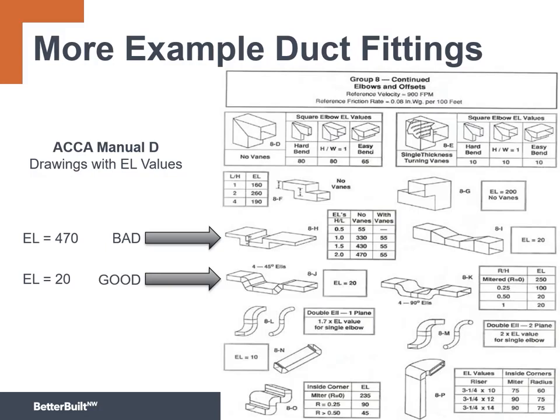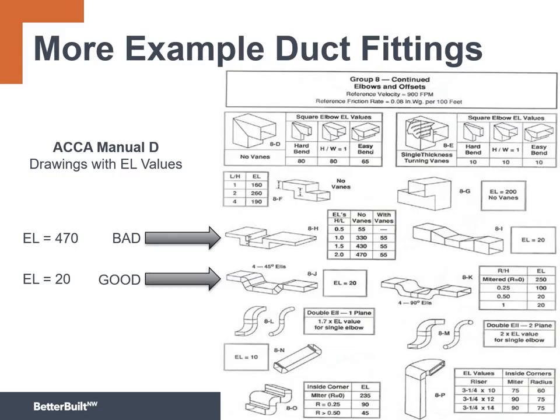The biggest difference is, is it a hard left or a hard right? In this fitting right here with no turning vanes, we can look down, and depending on the length to height ratio, the EL of that one fitting can range between 160 and 260. Just look what difference a set of turning vanes make. All of a sudden, because we break up that turbulent flow into a bunch of smooth, rounded turns, we drop it all the way down to 10 feet.